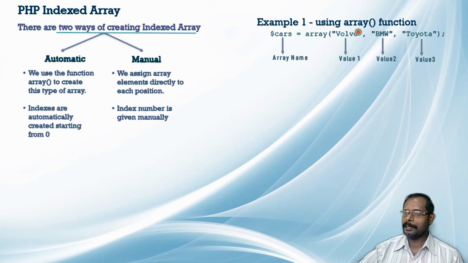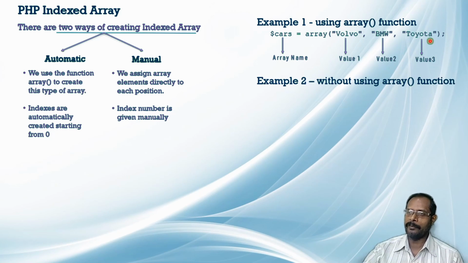So this takes the index 0, this takes index 1, and this takes index 2. Hope you can understand. We'll proceed to the next example, that is using the manual way of creating the array, that is without using the array function.